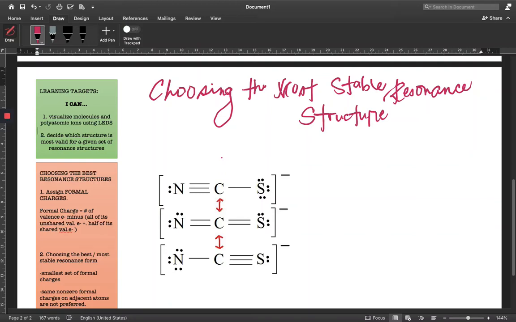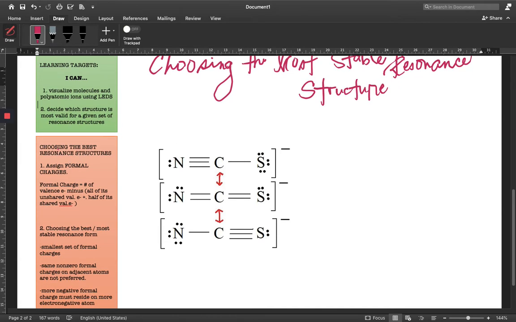Hi everyone. In this part of the lecture, we will be choosing the most stable resonance structure among a given set. Okay, so this is our learning target number 2. Decide which structure is most valid or most stable for a given set of resonance structures.